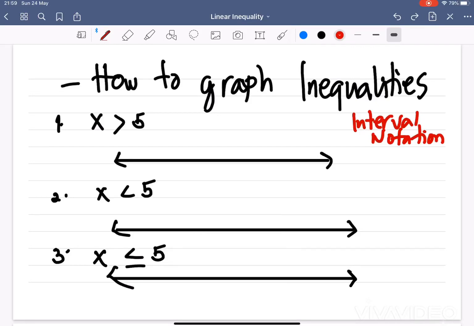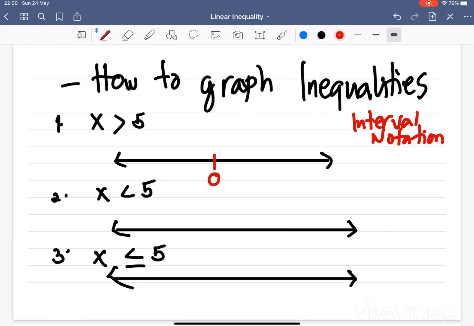Good day, everyone. Today's topic is on linear inequalities. Before I discuss how to find the solution of linear inequalities, let me give you an overview first on how to graph inequalities on a number line and how to write the solution in interval notation.